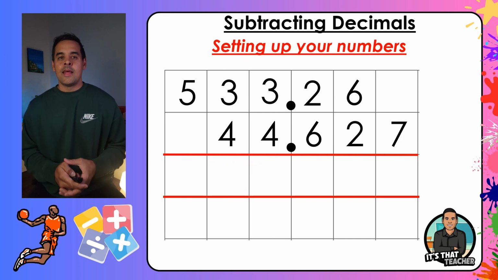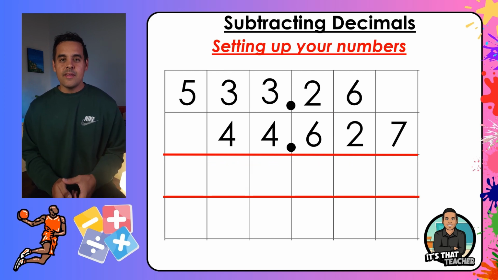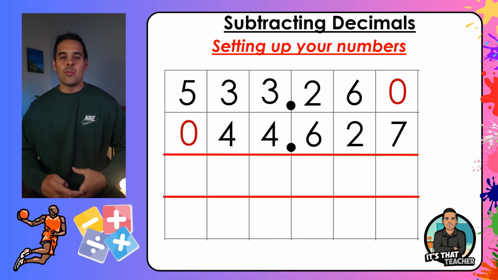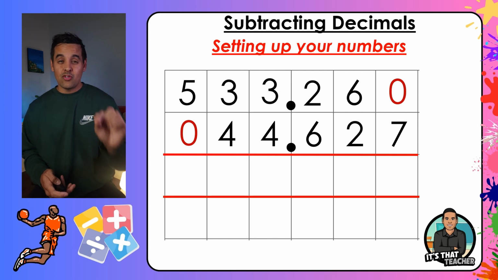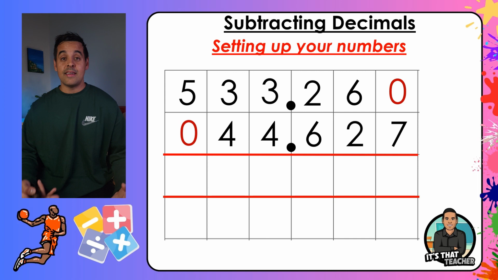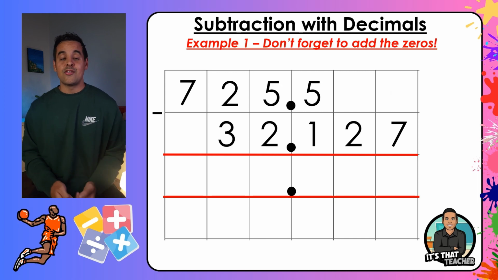So this is how you need to set your numbers out, and the 2 zeros there. As I said before, it will stop you making silly mistakes and will show you exactly where you need to borrow, which I'm going to show you in this next guided example coming up right now.